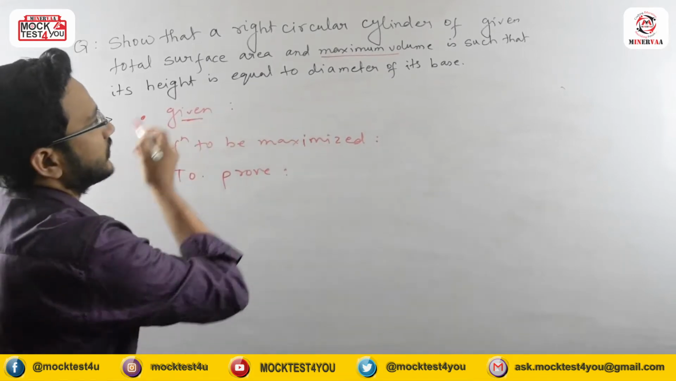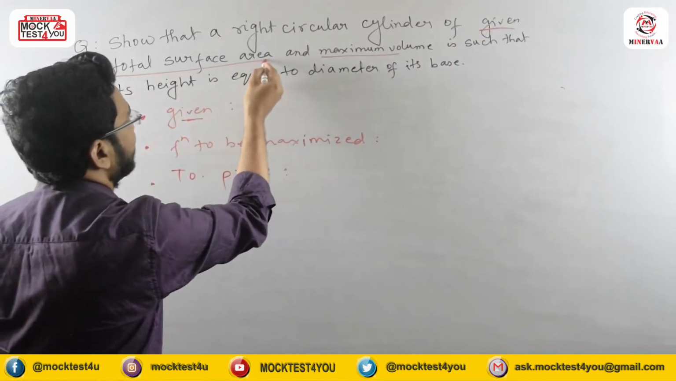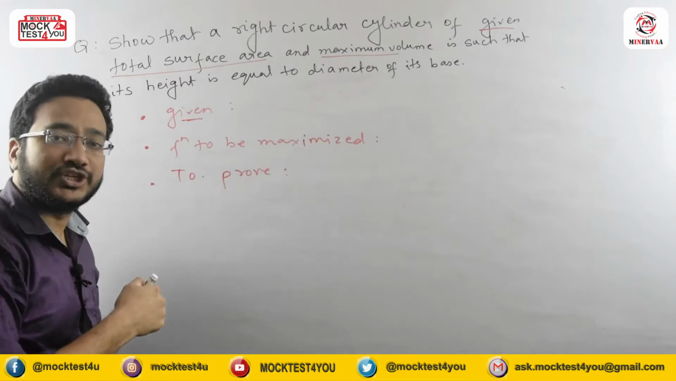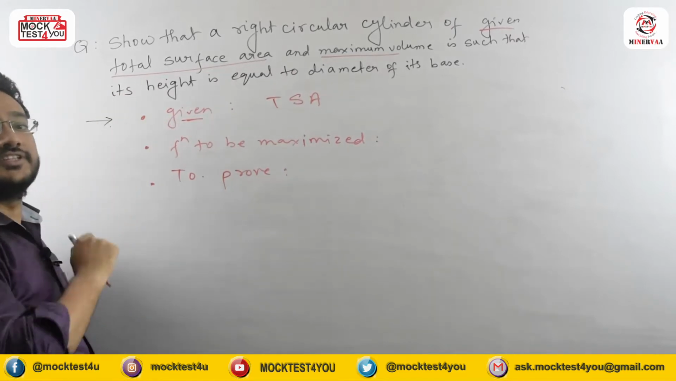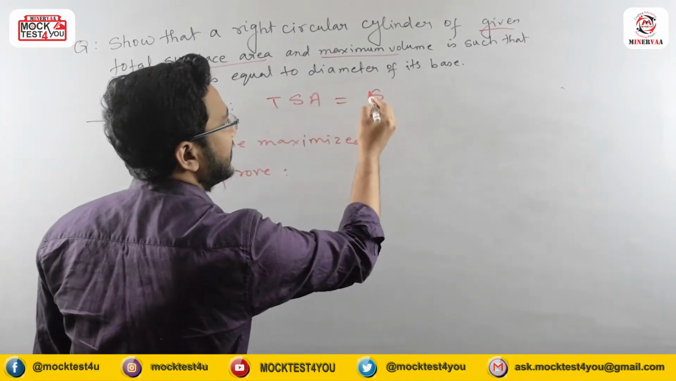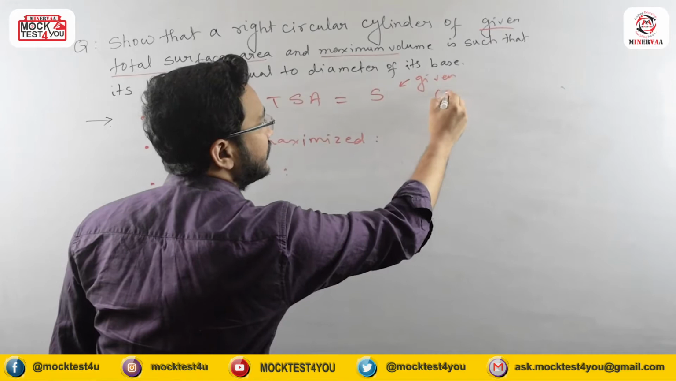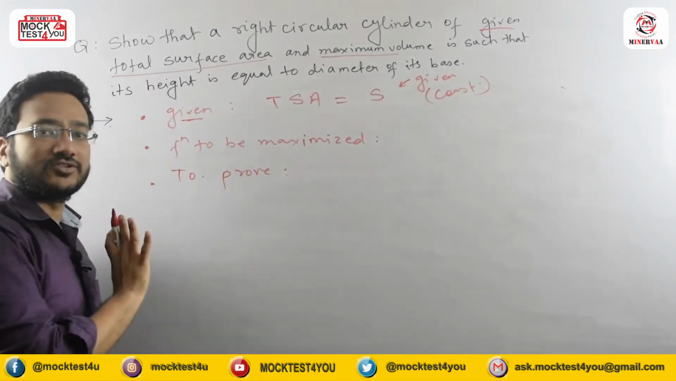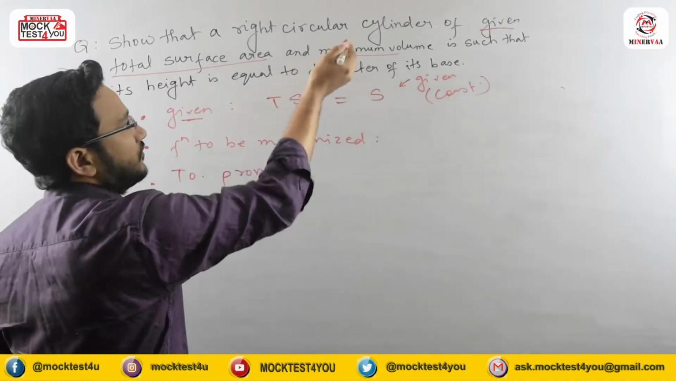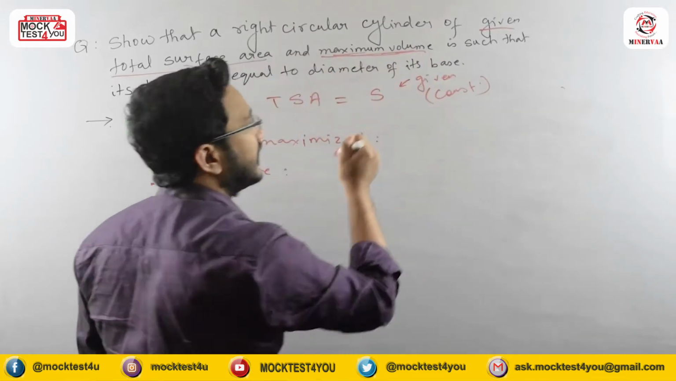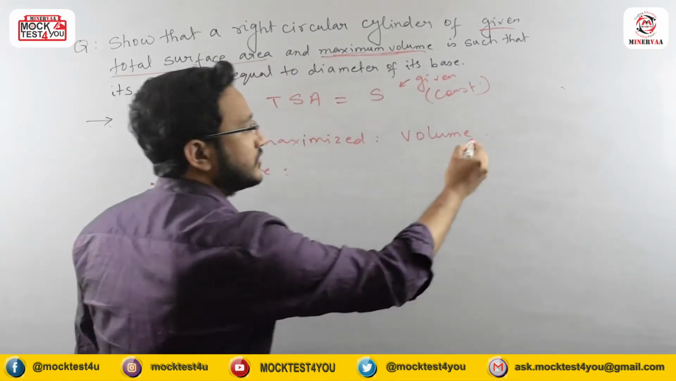First, what is given? Show that a right circular cylinder of given total surface area. The given data is our TSA, the total surface area of this cylinder. Let's take this total surface area as S. This S is given and it will be treated as a constant throughout its differentiation. Now the function to be maximized, as you can see from the question, is the maximum volume. That means you have to maximize its volume.